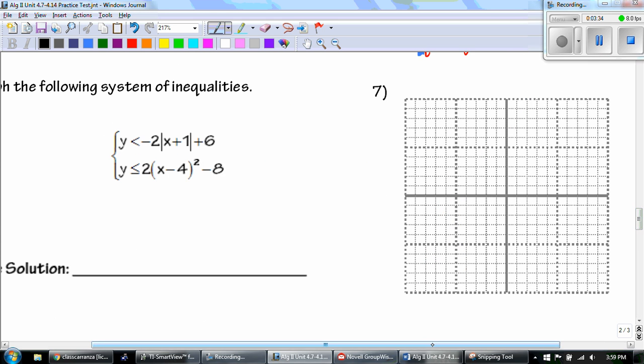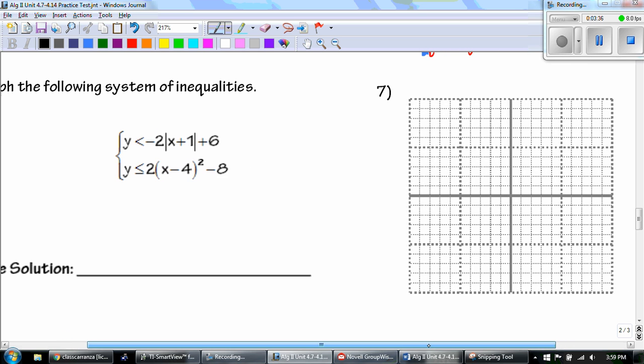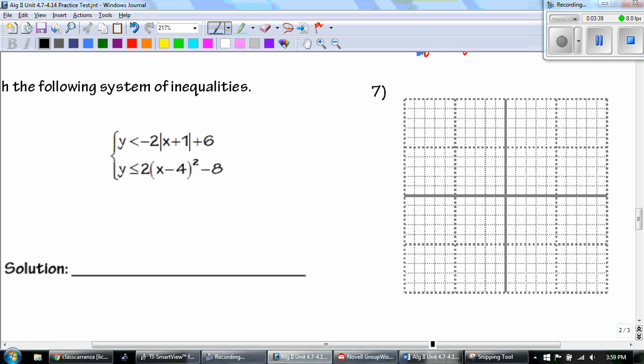All right, number 7. So number 7, I want you to do this one on your own. A couple things that I want you to notice right away: our first one is an absolute value, and our second one is a quadratic. So go ahead and pause the video and good luck.